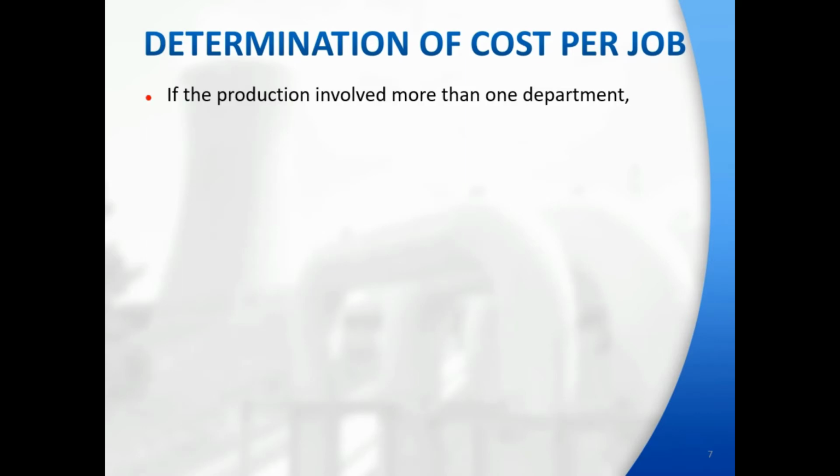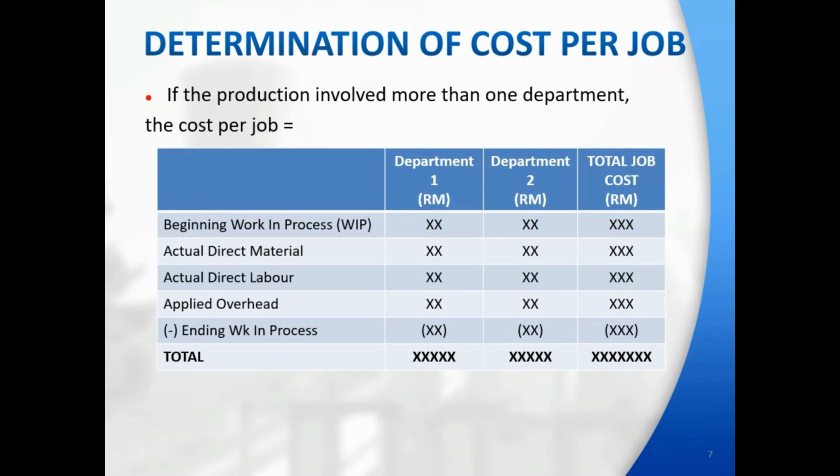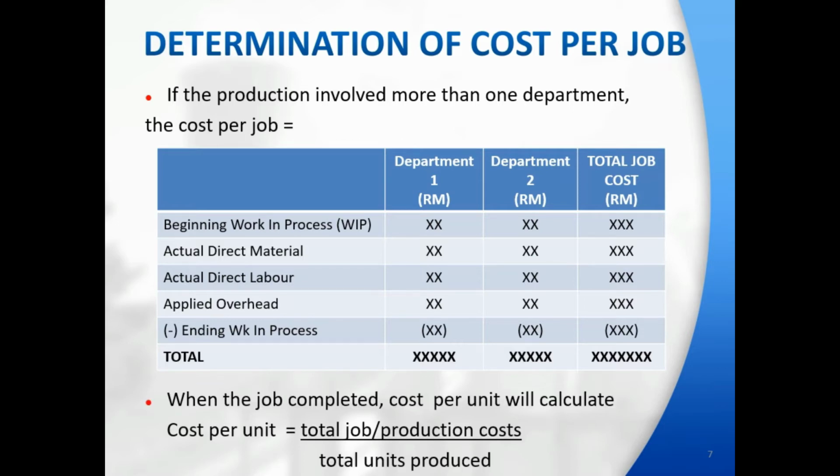If the production involves more than one department, the cost per job equals total cost for department 1 plus total cost for department 2. When the job is completed, cost per unit is calculated: cost per unit equals total job or production cost divided by total units produced.